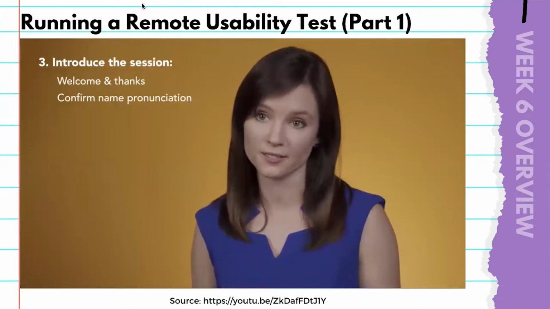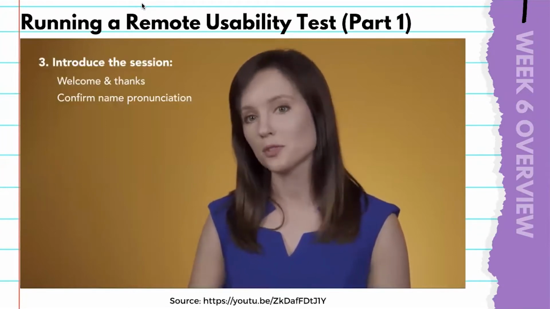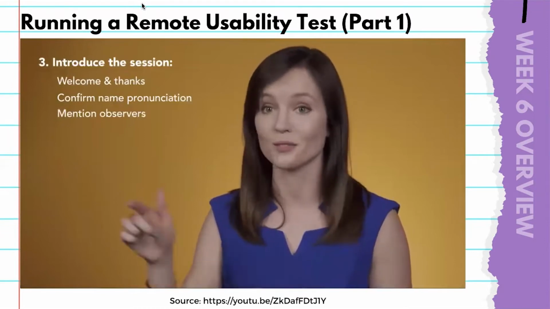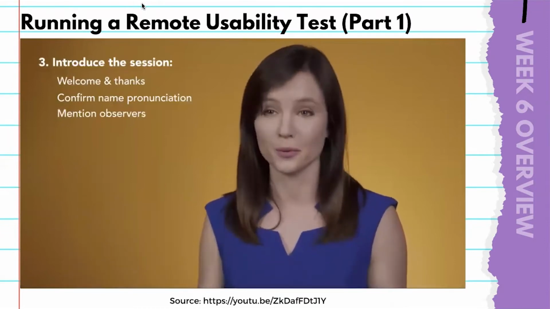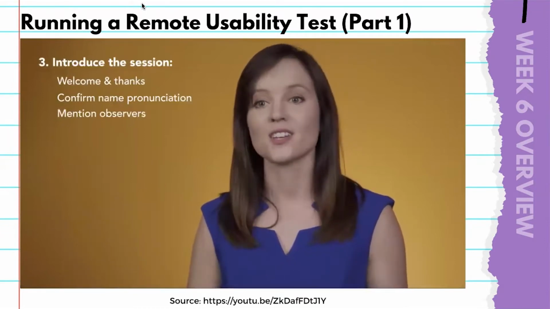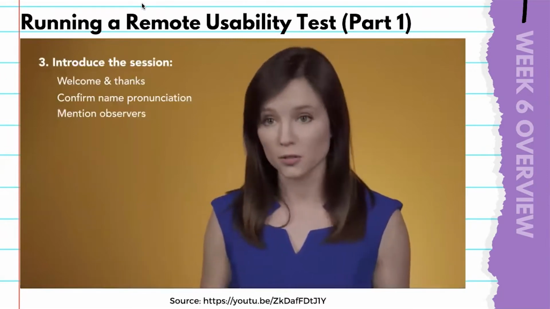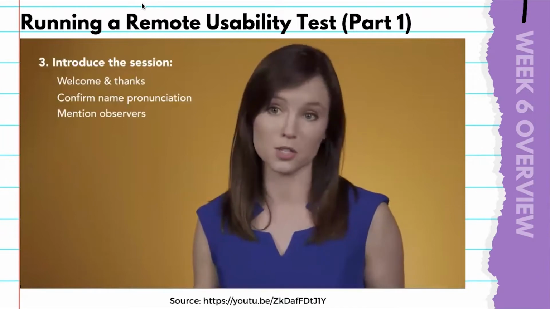they're screen sharing. It's a good idea to briefly mention observers, particularly if the participant can see the list of people in the meeting and will know that they're there. I usually say something like, we have some people in the meeting with us, they'll be quietly observing and looking for ways to improve this product.